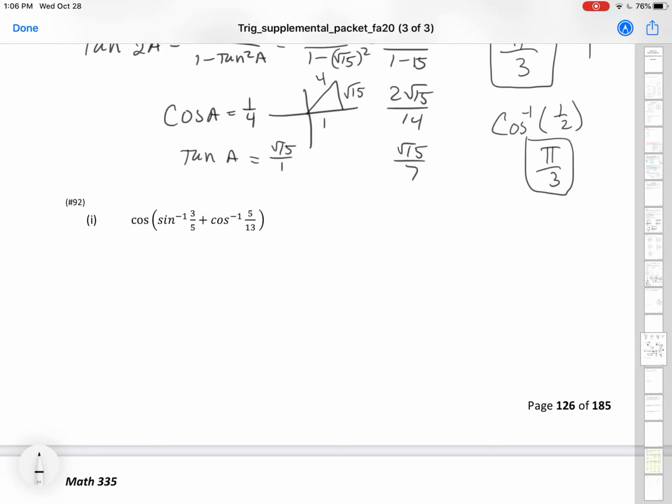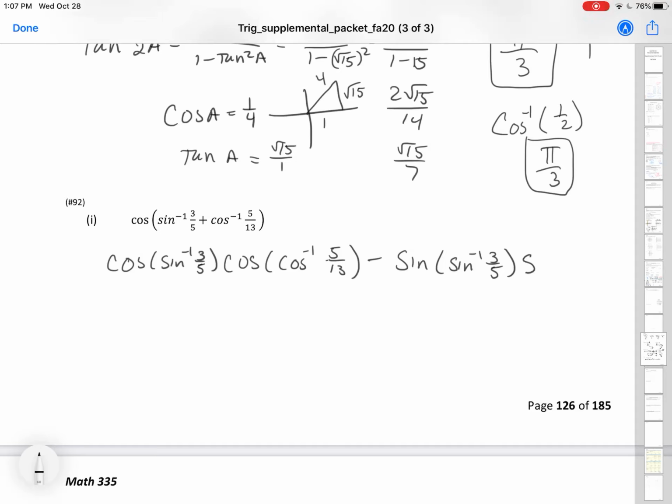Cosine of sine inverse of 3/5 plus cosine inverse of 5/13. You can't distribute that cosine if you're thinking that. It's not a multiplier, it's a function. This is the sum of two angles. And so what is this? Cosine of the first angle times cosine of the second angle minus sine of the first angle times sine of the second angle.